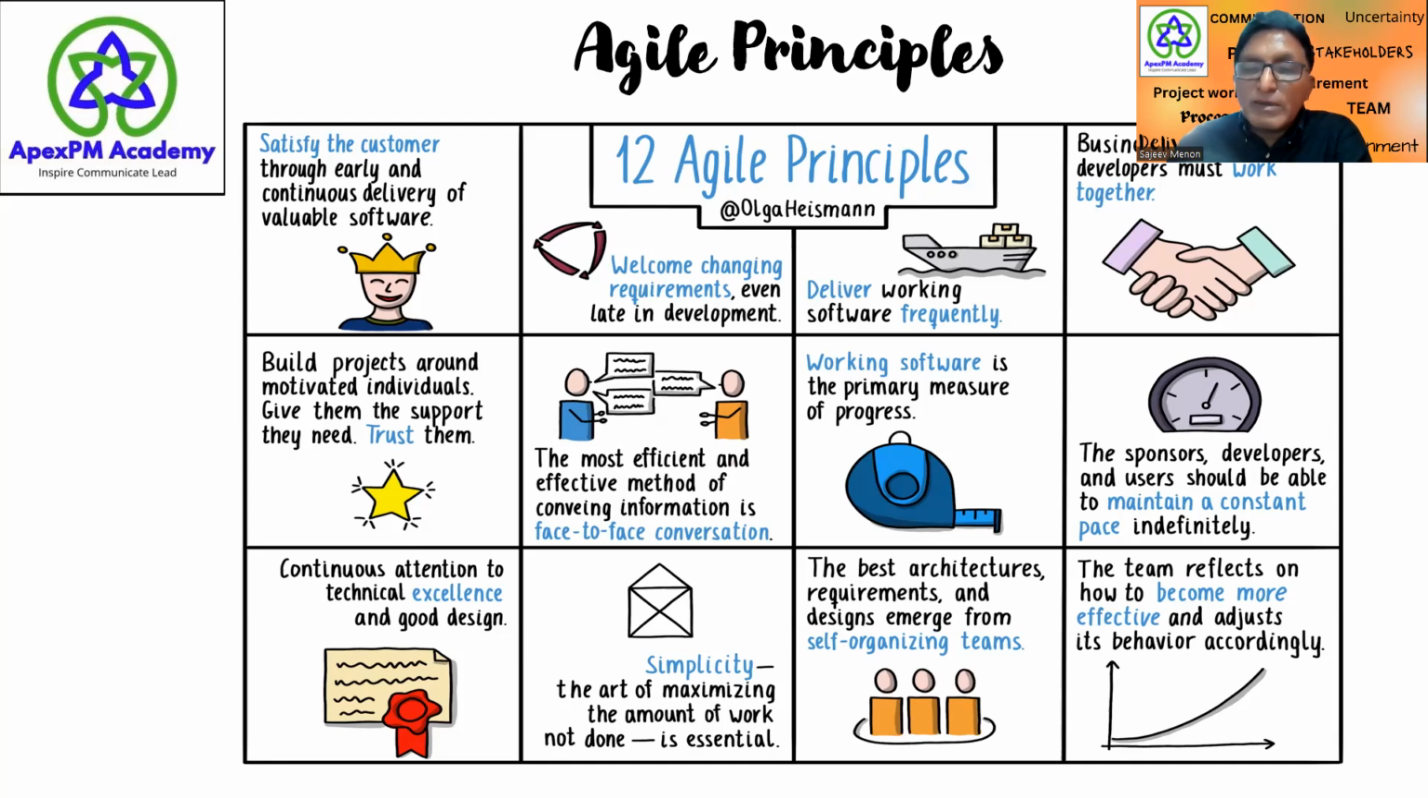The next principle is about self-organizing teams. In such a setup, you have teams that are proactive and they know their responsibilities. They don't have to be told what to do every day, but rather they self-organize and get the work done. Finally, it's about how the team reflects on becoming more effective. This is more about the retrospective meeting in Agile, where the team reflects on how to do things better and become more effective. So these are the 12 principles of Agile.